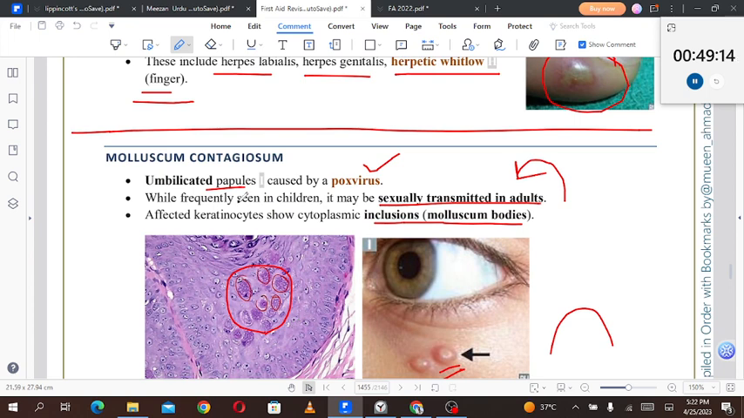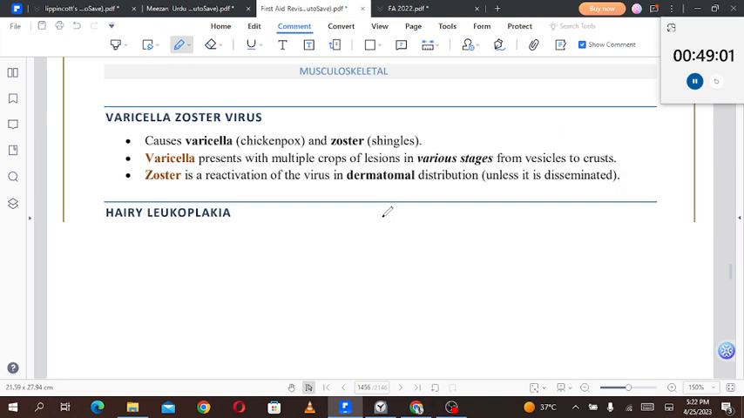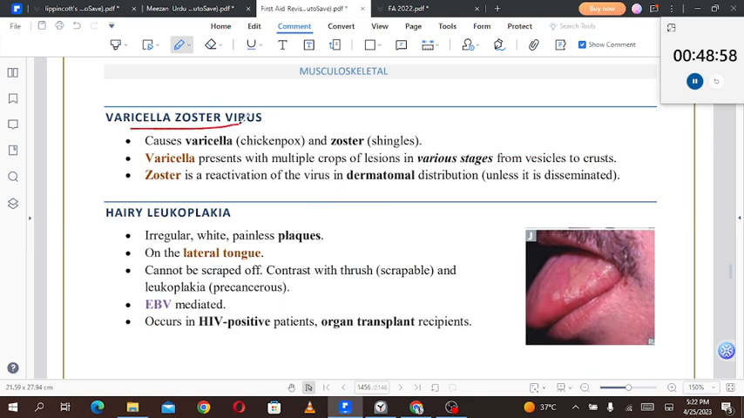The pox virus contains a variety of viruses, for example, the smallpox virus or maybe the cowpox virus, and the molluscum contagiosum virus is one of the viruses belonging to the poxviridae family. Then moving forward to the varicella zoster virus. Varicella zoster causes a lot of vesicles, so it causes varicella chickenpox and zoster shingles.